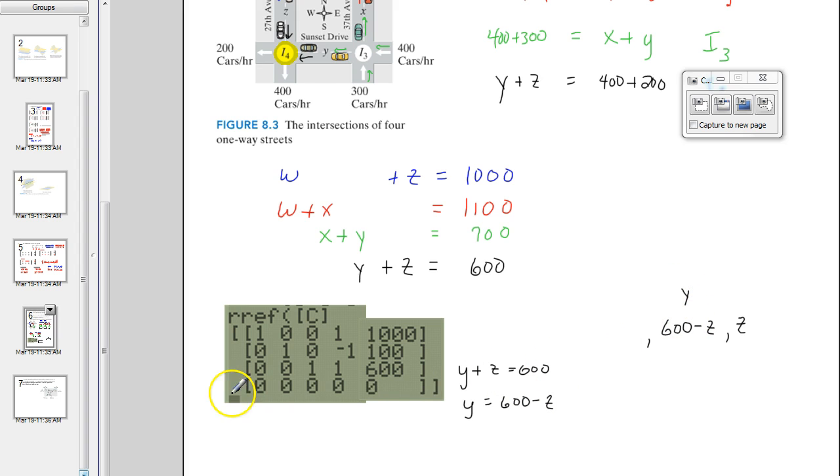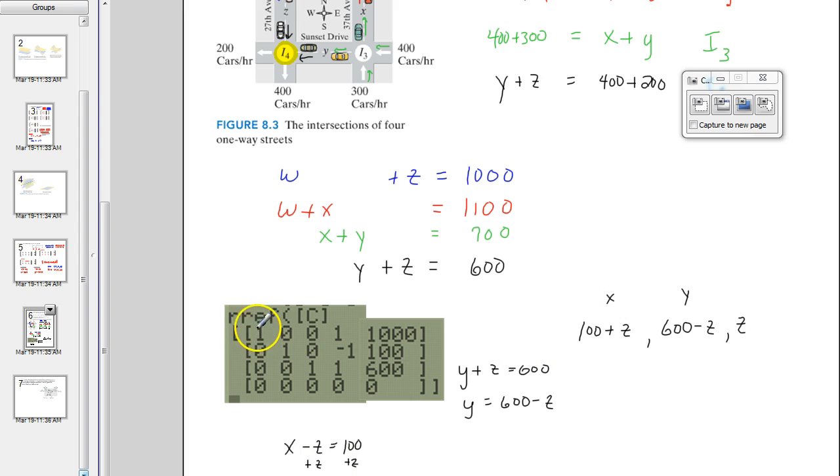Okay. Next is x. So this is x, y, z. So this is x minus z equals 100. Solving for x, I add the z over. So I'm going to get x equals 100 plus z for x.